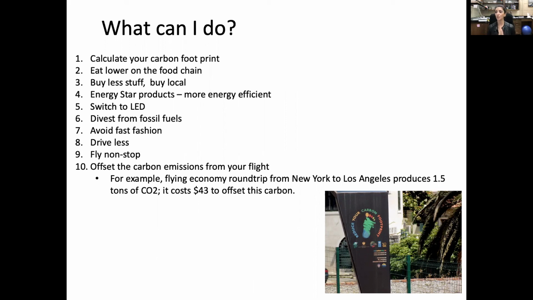Number seven, avoid fast fashion. Oftentimes, that t-shirt that you bought at Old Navy, I mean, are you really going to keep it for the next 10 years? Maybe, maybe not. Are you just going to throw it away? It'll end up in a landfill.